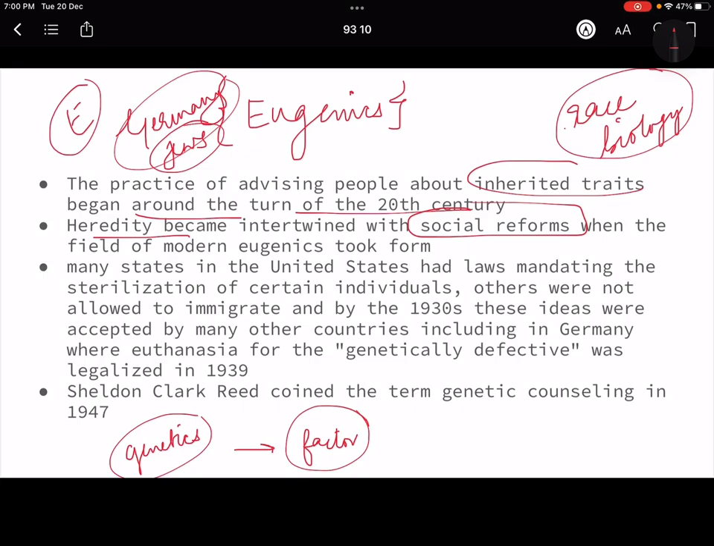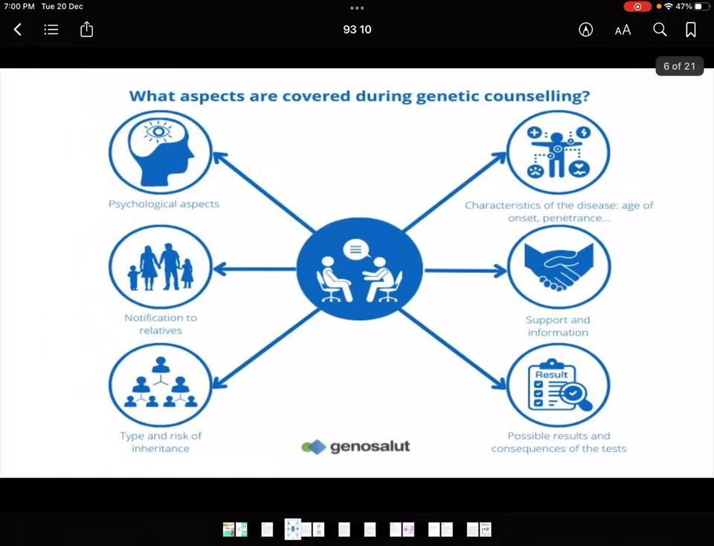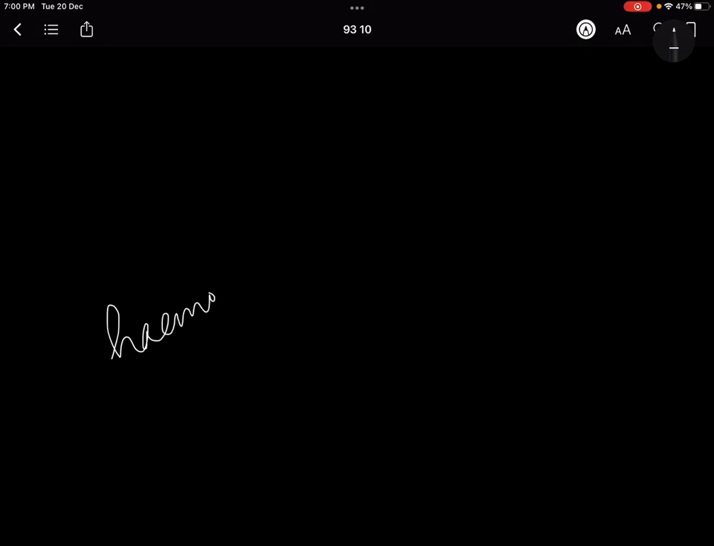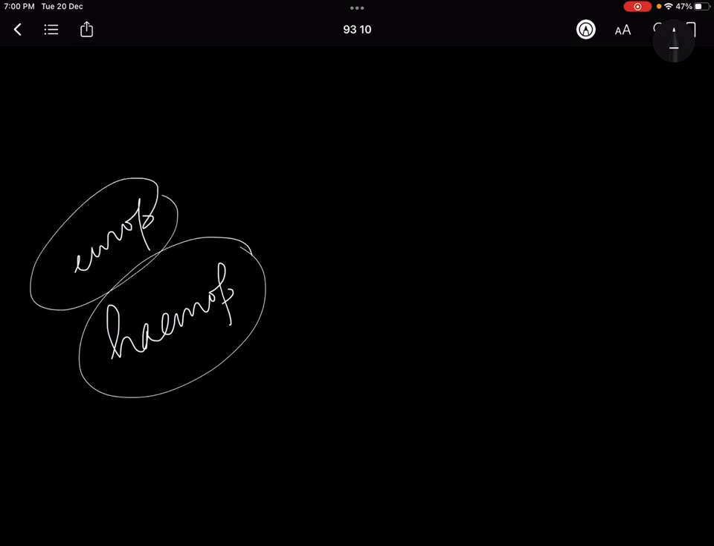So many states, even in the United States, have laws mandating the sterilization of certain individuals. Why do you sterilize certain individuals? Very simple, the concept is very simple. For example, there are people who have hemophilia. People who are living in European places are quite susceptible to diseases like hemophilia.